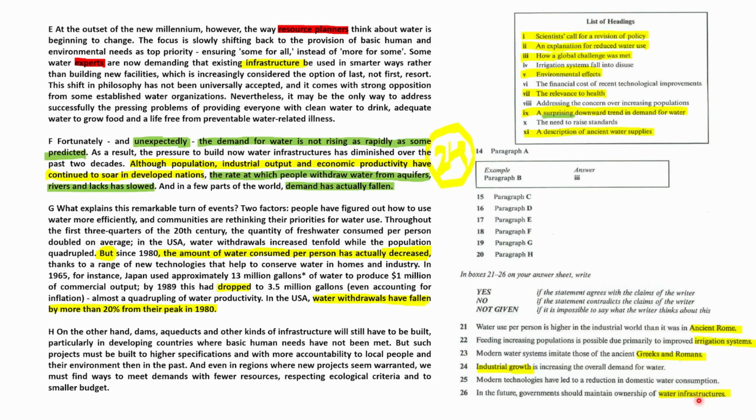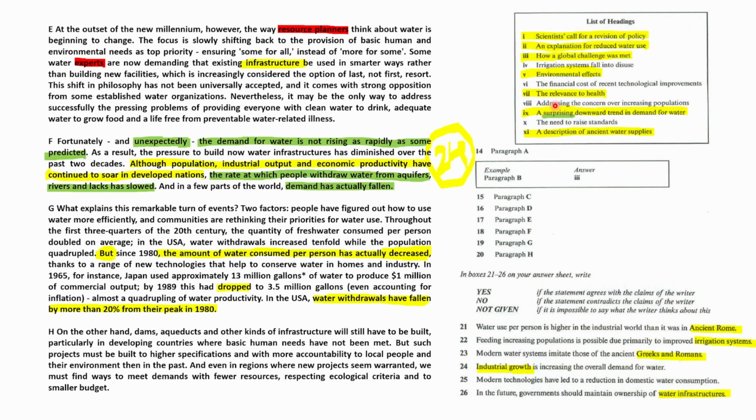Paragraph H, it's talking about water infrastructures, right? See, here we have infrastructure. On the other hand, dams, aqueducts, and other kinds of infrastructure will still have to be built, particularly in developing countries where basic human needs have not been met. Okay, so it's talking about infrastructure that should be made because human needs have not been met, right? Higher specifications, accountability to local people and the environment than in the past, and even in the regions where new projects seem warranted, we must find ways to meet demand with fewer resources, respecting ecological criteria and to smaller budgets.